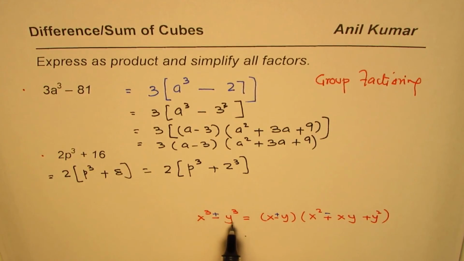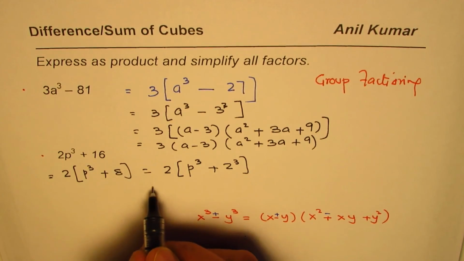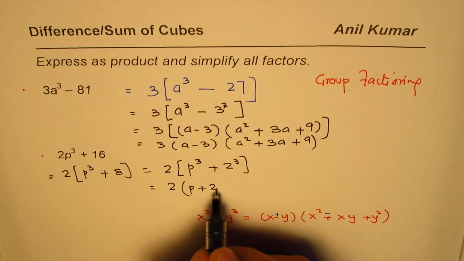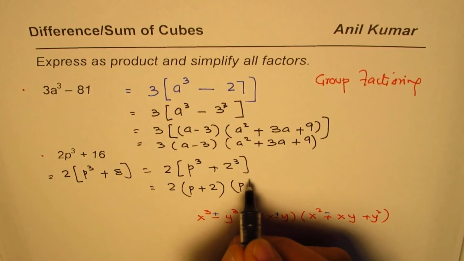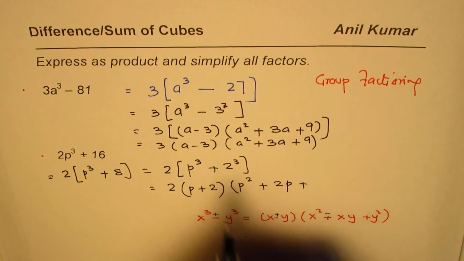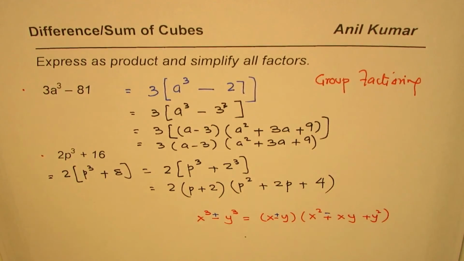We can use the formula x cube plus y cube and rewrite this as 2 times p plus 2 times p square minus their product, which is 2p, plus square of 2, which is 4. So that becomes our solution. That is how you would actually do these questions in just 2 steps.